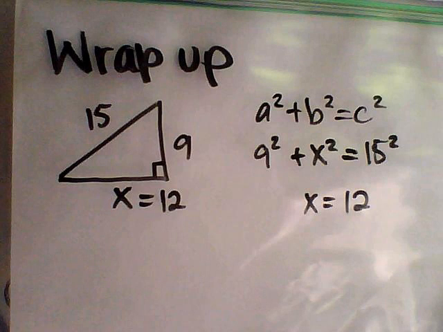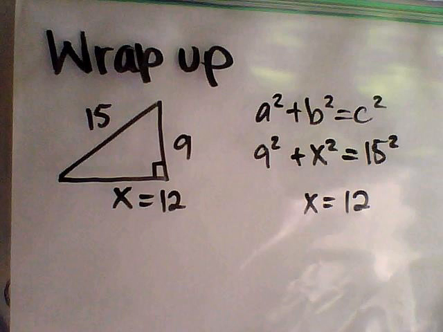To wrap this up, our first step was we identified the legs and the hypotenuse of this right triangle. We labeled the legs as A and B and the hypotenuse as C. Our next step was to substitute in the values of A, B, and C into the theorem A squared plus B squared equals C squared. We simplified all that and solved for x and found that x was equal to 12.